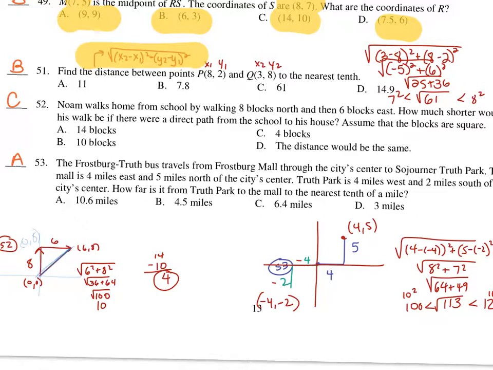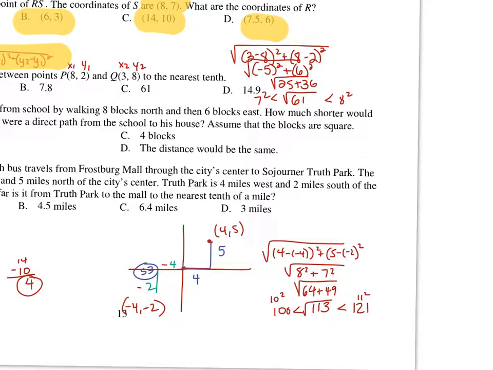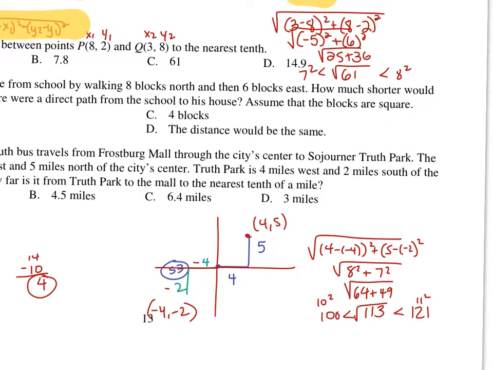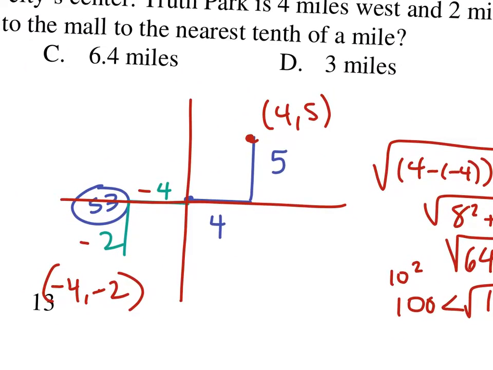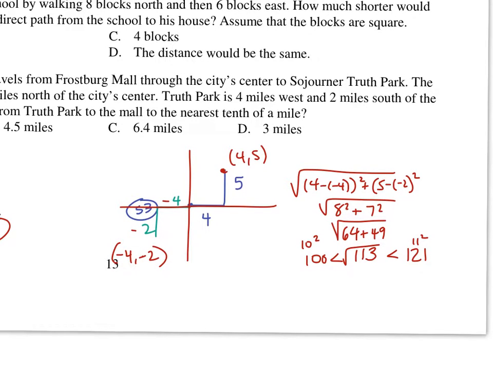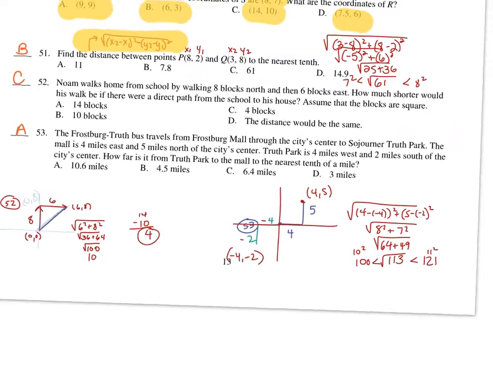Number 53, the bus travels. One of them goes 4 miles west and 2 miles south, and the other one goes 4 miles east and 5 miles north. So I did the same thing. I put it on a coordinate grid. The point in the middle would have been 0, 0. The top right point would have been 4, 5. The bottom left, -4, -2. Find the distance between those points, and you should have gotten the square root of 113, which is in between 100 and 121, or in between 10 and 11, which was A, 10.6.